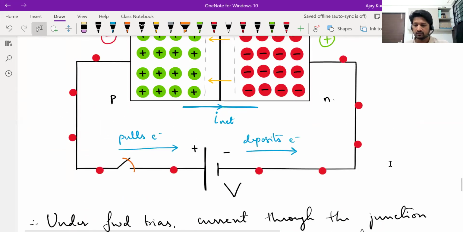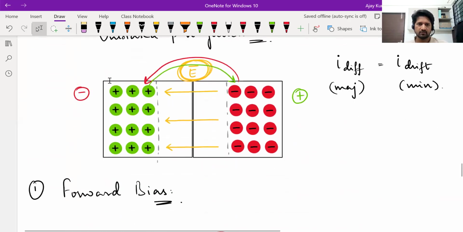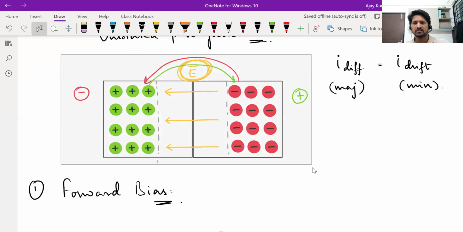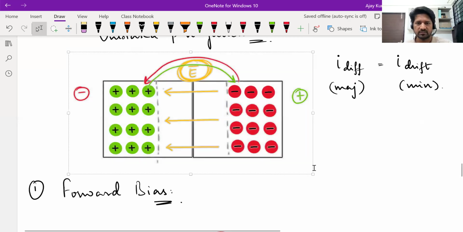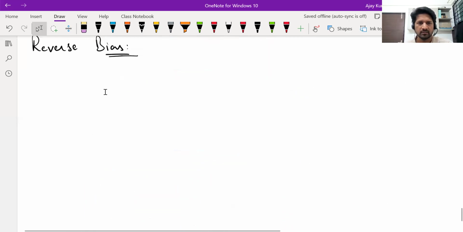Reverse bias favors drift. Okay. Now, how do you favor drift? You can favor drift by strengthening the electric field in the depletion region. So basically, you need to create additional electric field which supports the existing electric field.